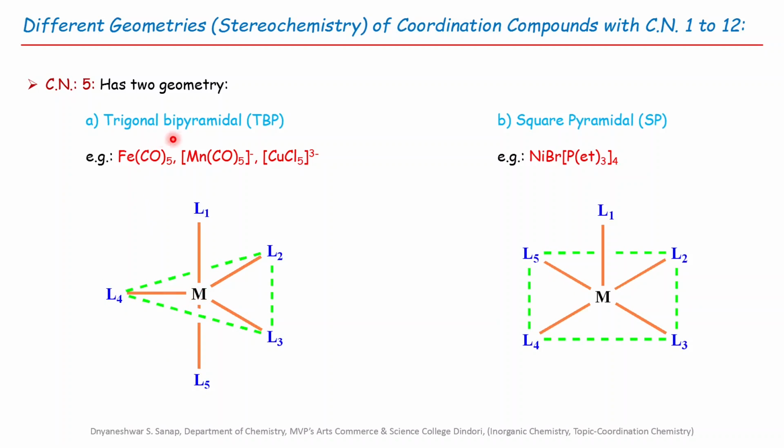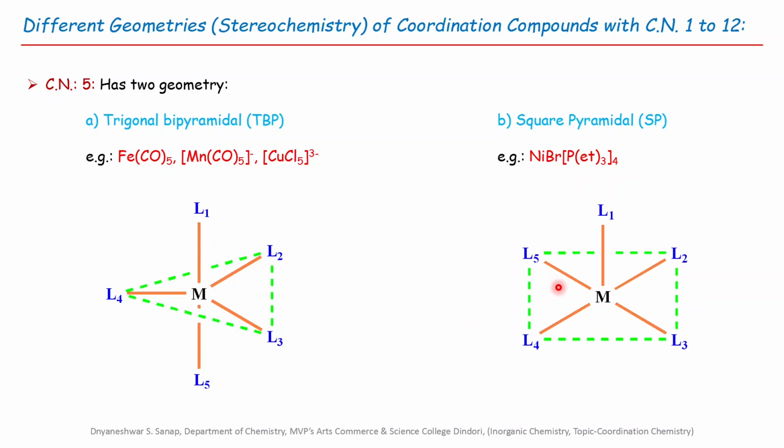In the case of trigonal bipyramidal geometry, the metal atom is present at the center and the 5 ligands attached to the center atom are like this. Here 3 ligands have the angle 120, 120 and 120 degrees. These 3 ligands, that is ligand 2, ligand 3 and ligand 4, are within one plane and ligand 1 and ligand 5 are out of the plane. One of them, ligand 1, is above the plane and one is below the plane. This is the basic structure for a trigonal bipyramidal geometry.